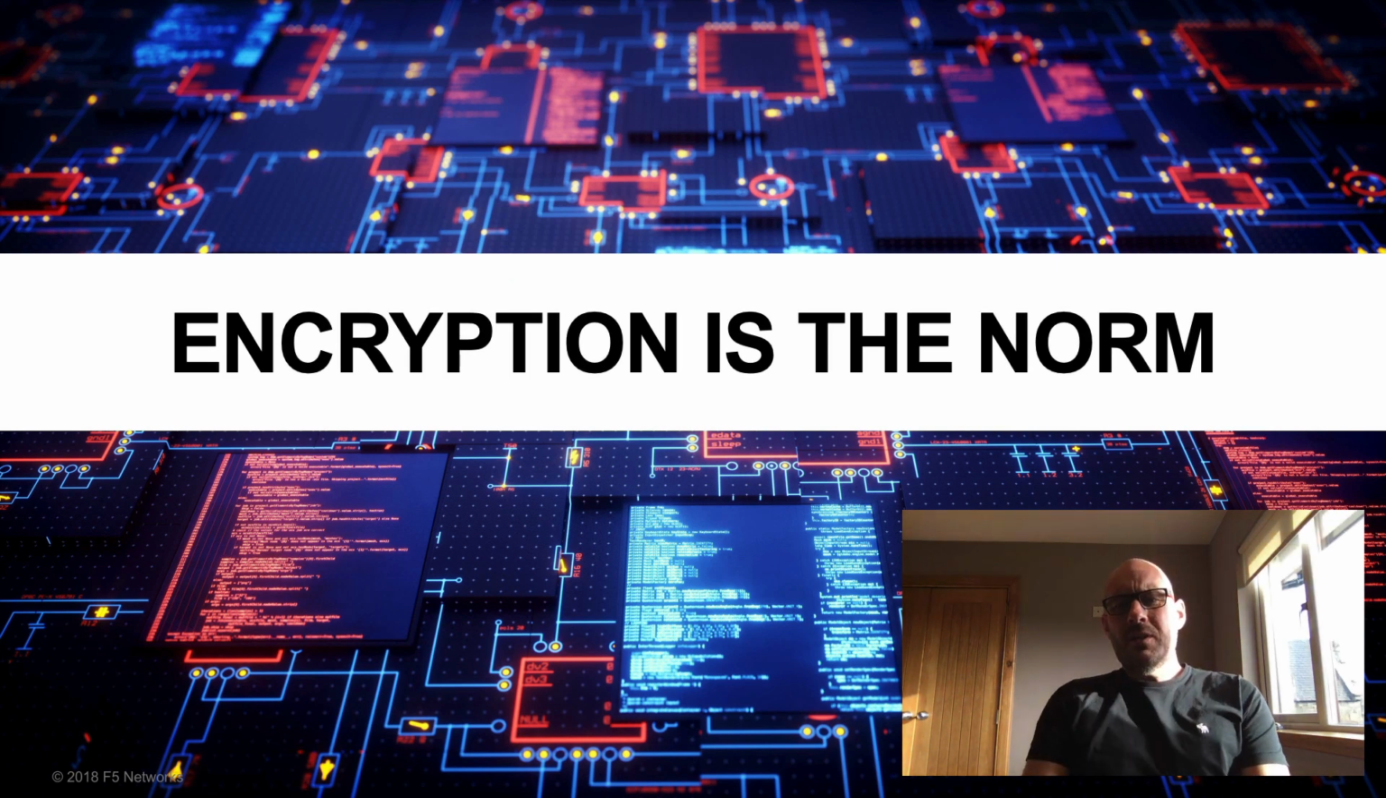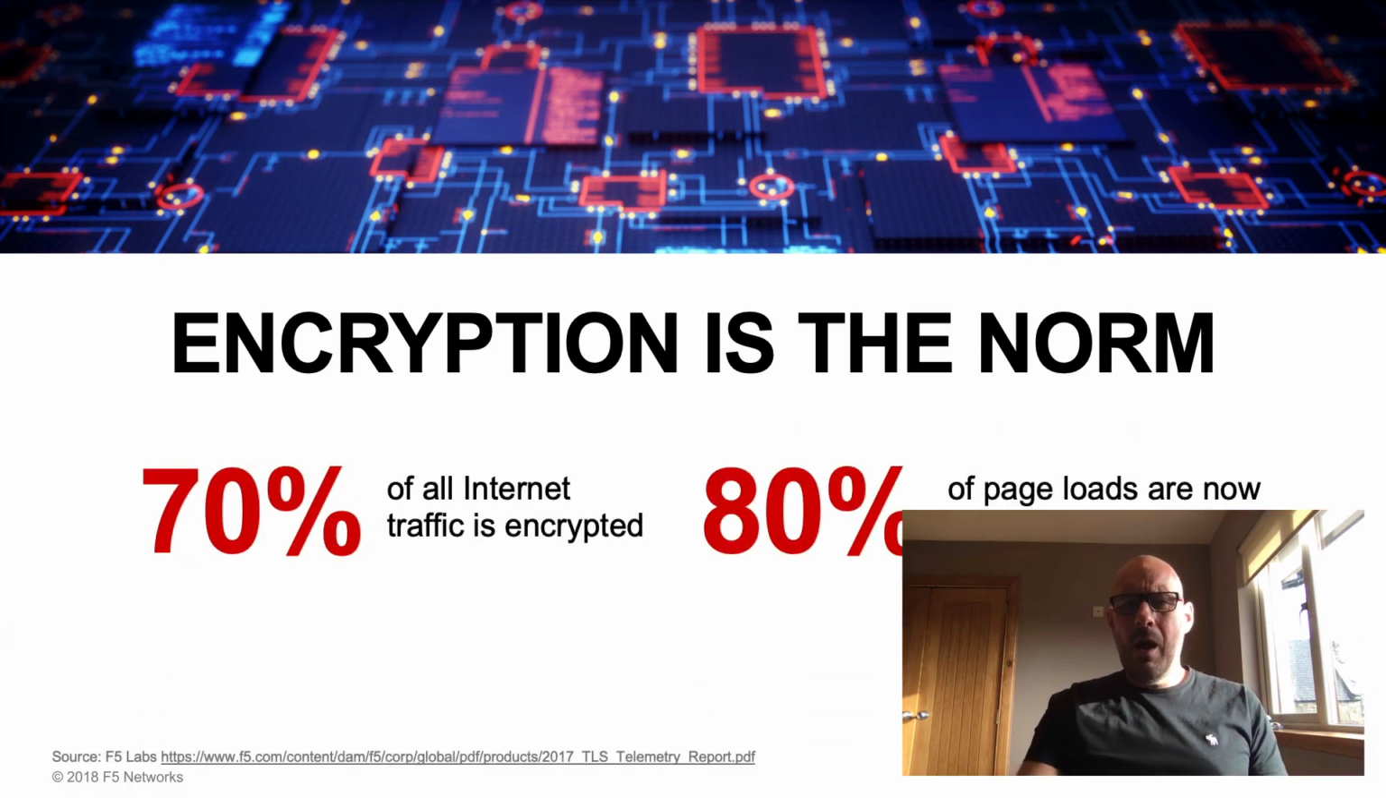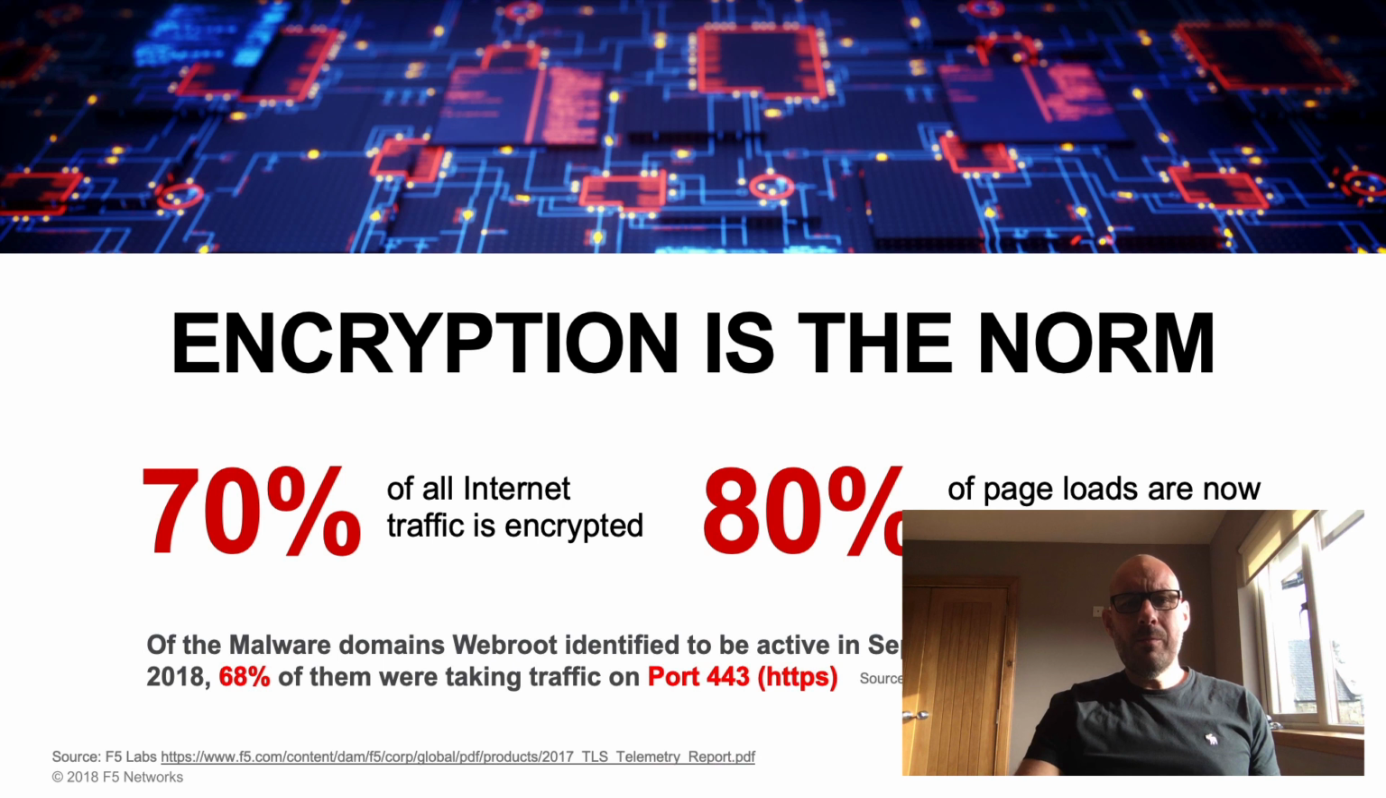So what are we seeing? That encryption is now the norm, which is good. The figures vary, but roughly 70% of all internet traffic is encrypted, and that figure is only rising. A little bit more interesting is this statistic from Webroot taken in 2018. Webroot found that 68% of traffic from malware domains was encrypted. It's quite clear that hackers can and are using SSL or TLS now to hide cyber attacks.